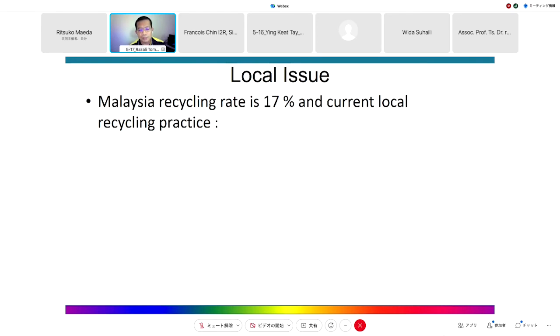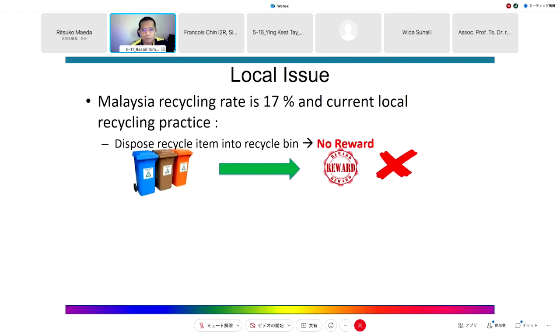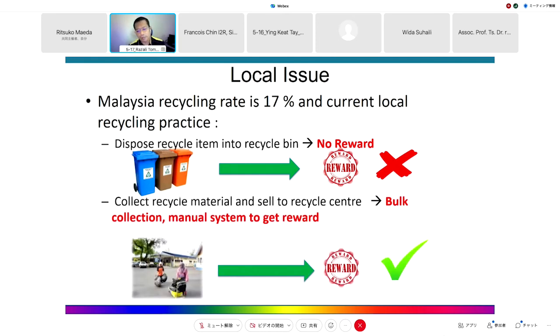In general, for our local issue, the recycling rate in our country is around 70%. And these are the two current practices for performing recycling. The first one is that the user can dump the recycled item in dedicated recycle bins, and in this case, they don't get any reward. The second is that they can accumulate that waste and bring it in bulk to the recycle center in order to get a reward.